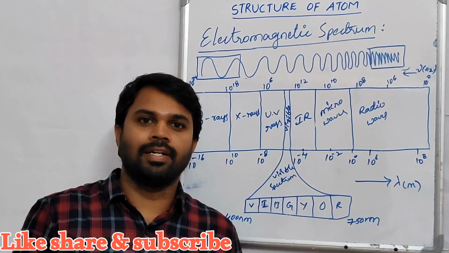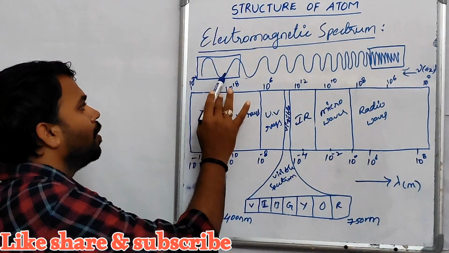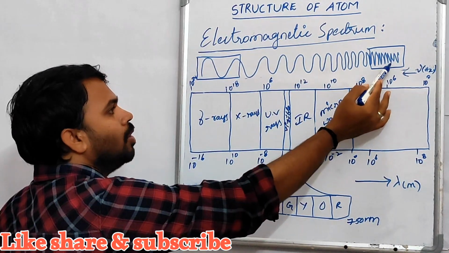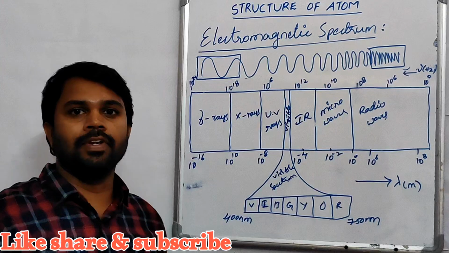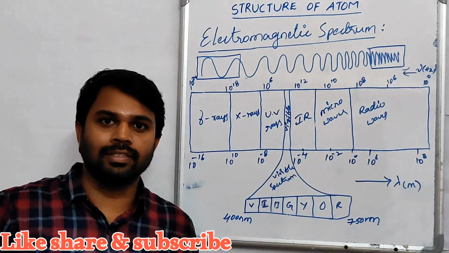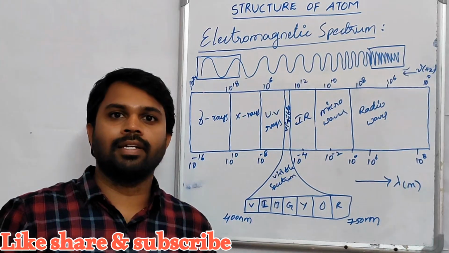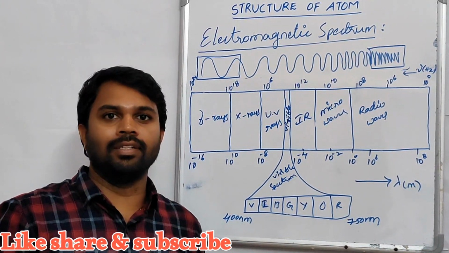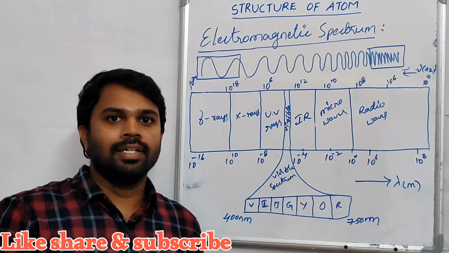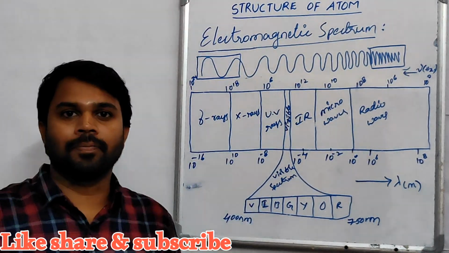Now come to the electromagnetic spectra. This is the region of high wavelength and low frequency. This is the region of low wavelength, high frequency. Based on these different wavelengths and frequencies, electromagnetic radiations are divided into many types. The different types of electromagnetic radiations are arranged in such a way that the wavelength increases and the frequency decreases. The arrangement of these radiations is called electromagnetic spectra.